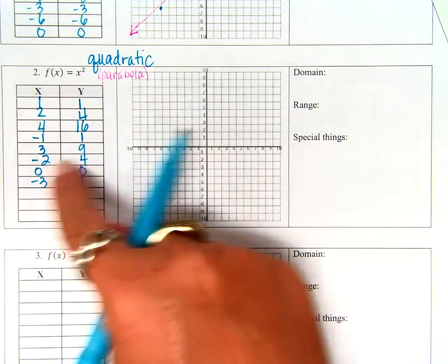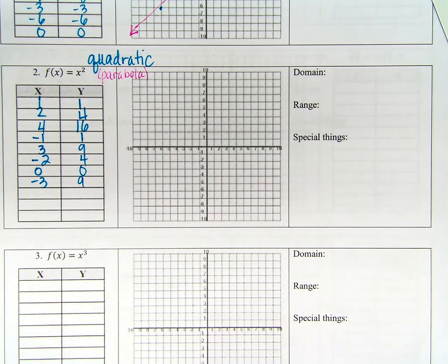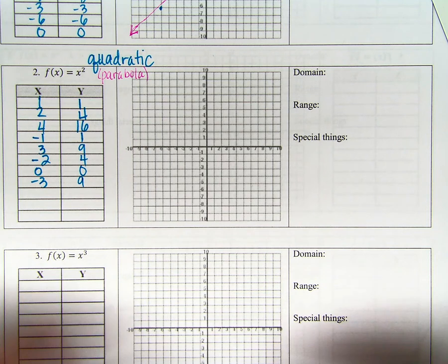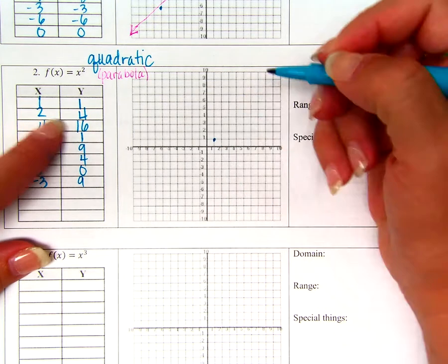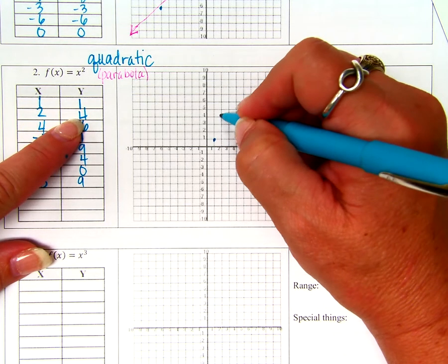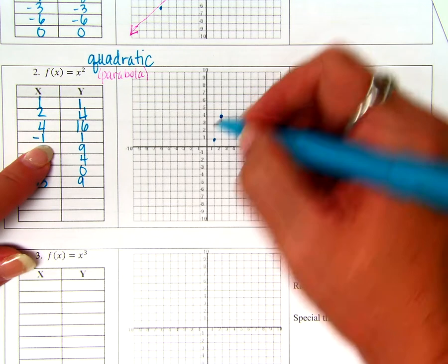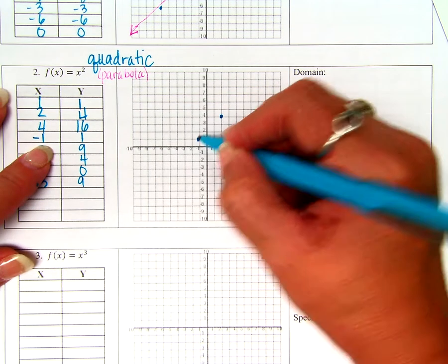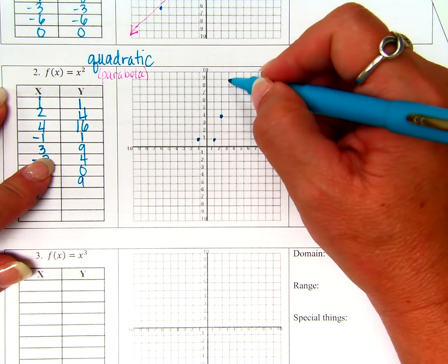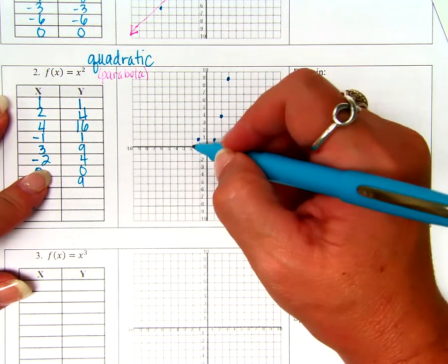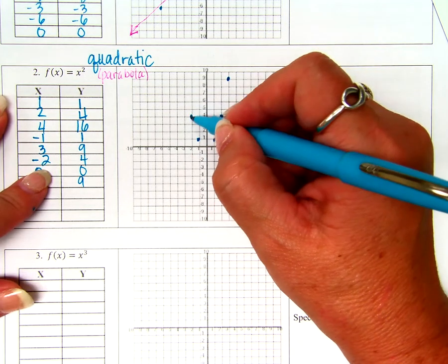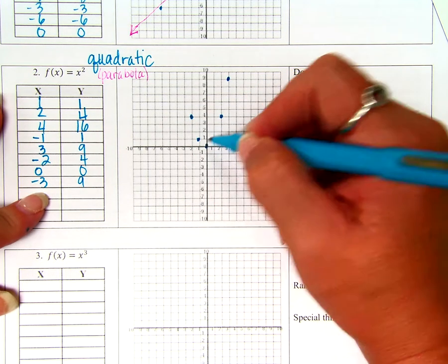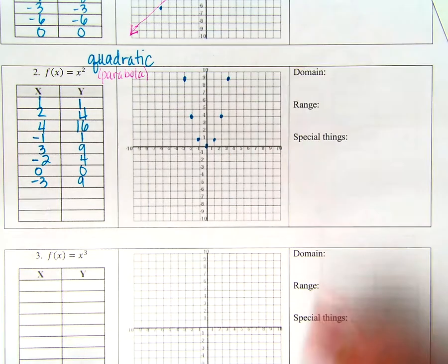Okay, so go ahead and plot those points on your graph over here. 1, 1, 2, 4. I can't graph that one. -1, 1, 3, 9, -2, 4, 0, 0, -3, 9.